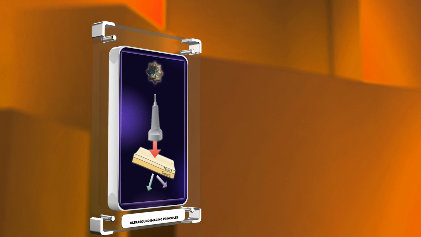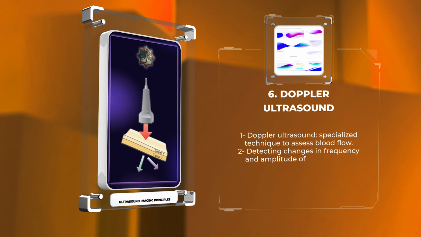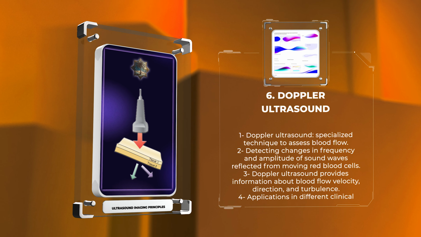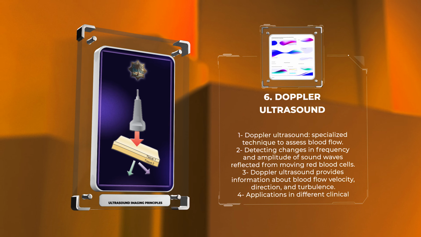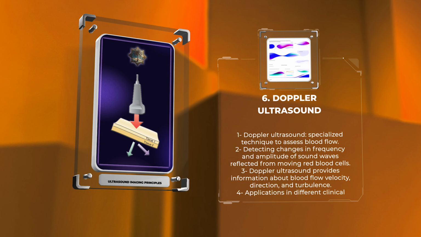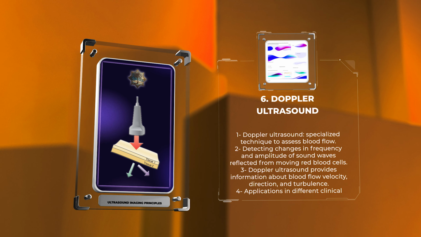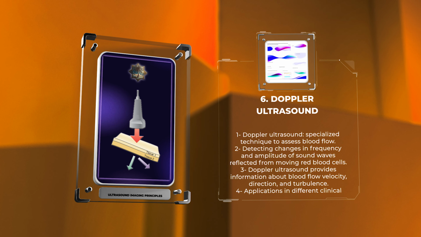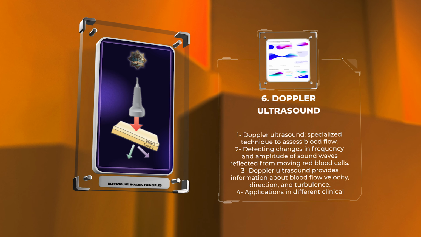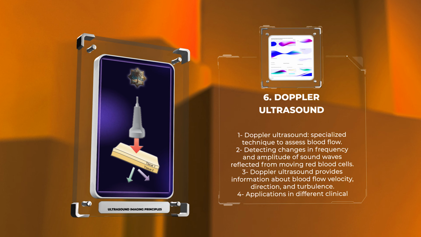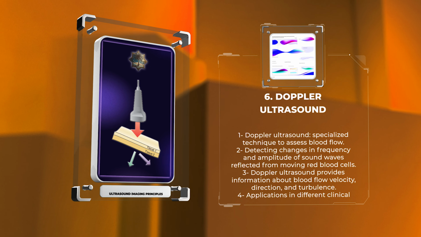Doppler ultrasound is a specialized technique used to assess blood flow within the body. By detecting changes in the frequency and amplitude of sound waves reflected from moving red blood cells, Doppler ultrasound provides valuable information about blood flow velocity, direction, and turbulence. We will explore the principles of Doppler ultrasound and its applications in different clinical scenarios.